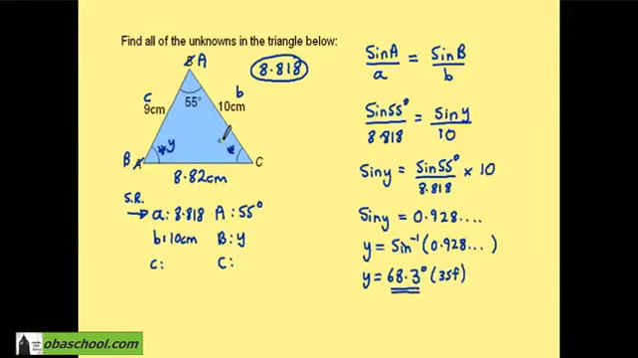We need to find this angle here, which I'll call Z. Z equals 180 degrees, take away 55 degrees, take away the 68.3 we just found, giving us 56.7 degrees.